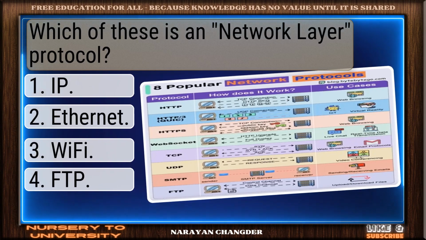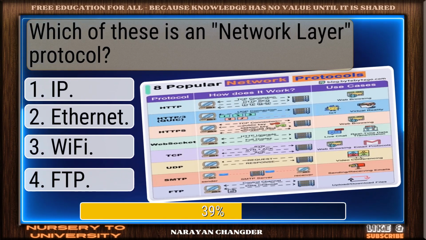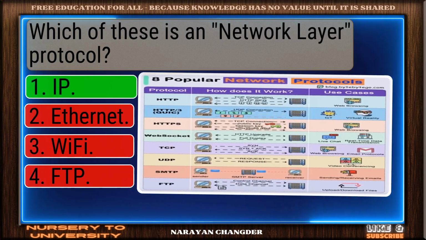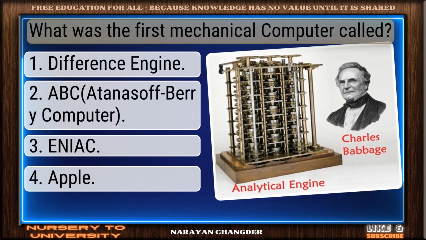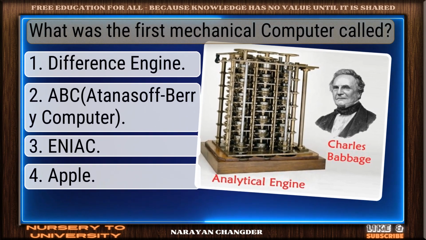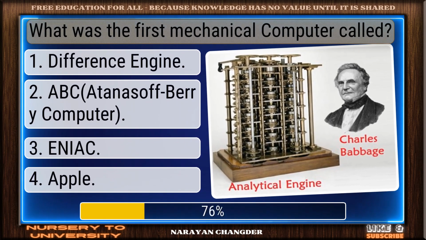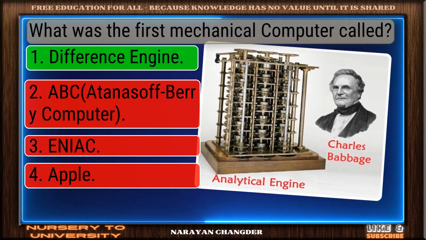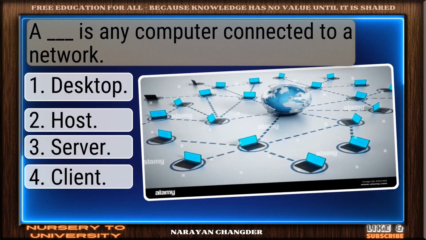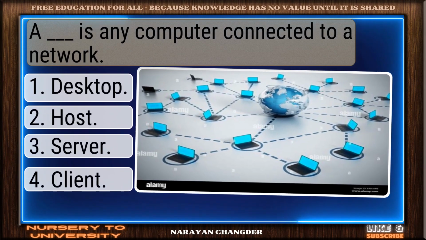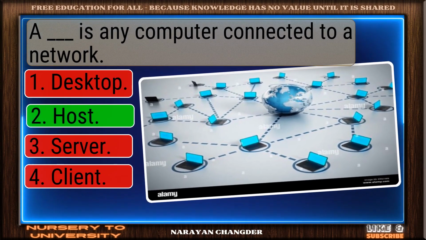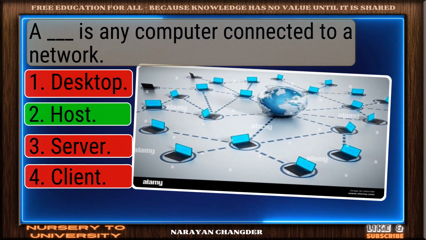Which of these is a network layer protocol? Sharp thinking. IP is right. What was the first mechanical computer called? Nicely done. Difference engine is solid. A dash is any computer connected to a network. Excellent choice. Host is right.